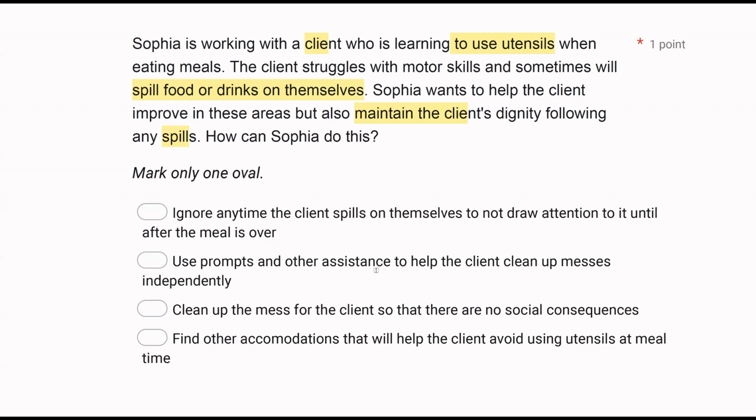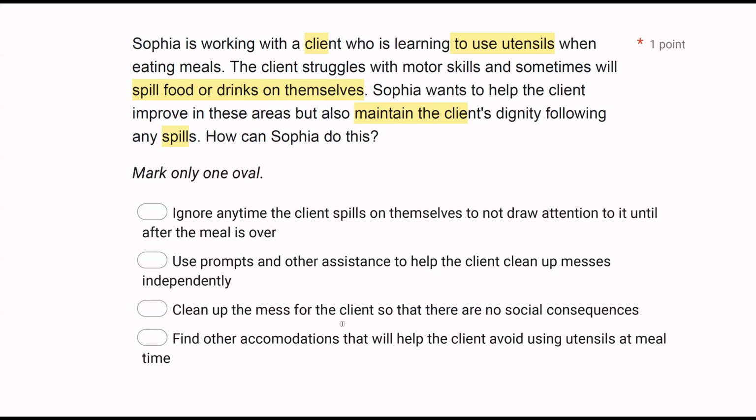B, use prompts and other assistance to help the client clean up messes independently. Yes, Sophia is working with this client. It would be a good opportunity to use incidental or naturalistic teaching and work on cleaning up when you spilled food or drink, because everyone eventually will spill food or drink. So it's not an uncommon thing. It's a lot more uncommon to ignore it and act like it doesn't happen. Sophia should use the situation to teach a skill.